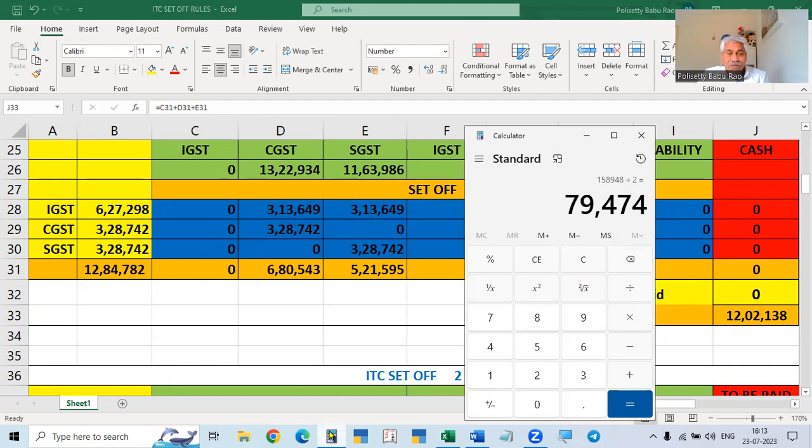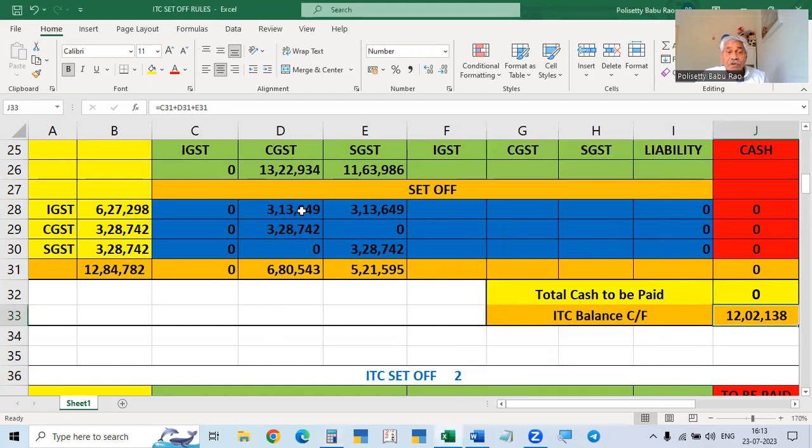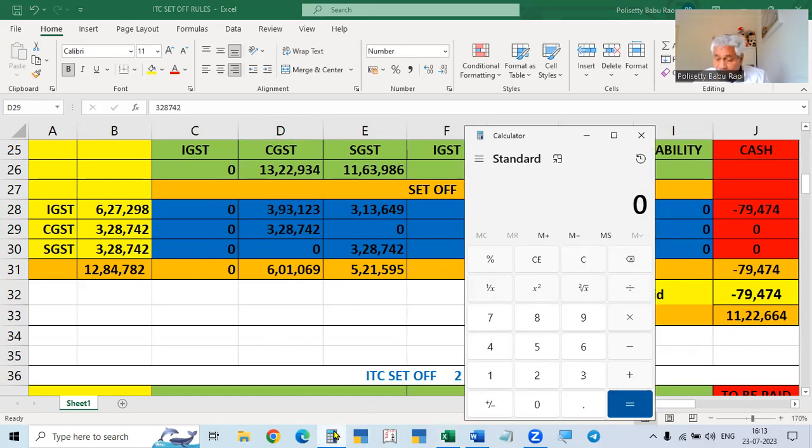So like that, what we do here is minus. Here we have to claim more, so plus 313,649. That means 393,123. So here 393,123. If you take this, and here 79,474, the half, minus reduce from this. If you reduce from this, that balance will increase.